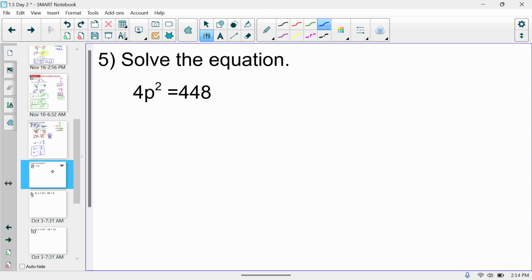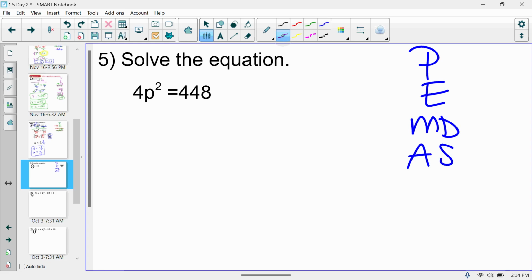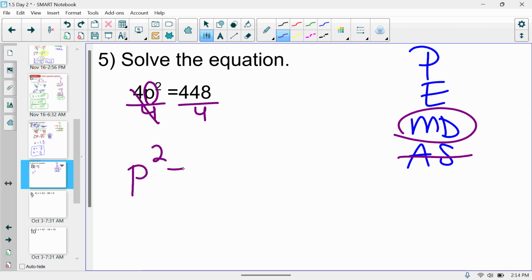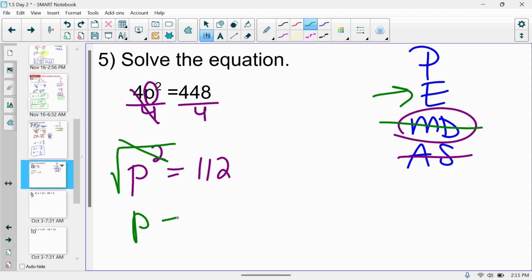All right, let's see what happens on this one. We'll do the first step together. Again, if the goal is to solve the equation, the goal is to get P alone. There's no addition or subtraction, so we move right on to multiplication division. Get rid of this 4, right? Opposite of multiplication, divide by it. 448 divided by 4 is going to give us 112. We're going to go on to exponents. We're trying to get rid of a square, which means you have to undo it. You have to do the opposite.